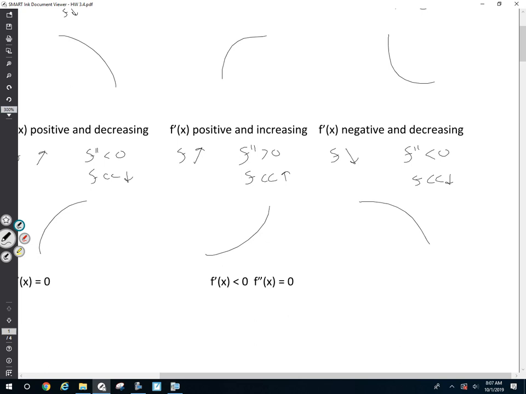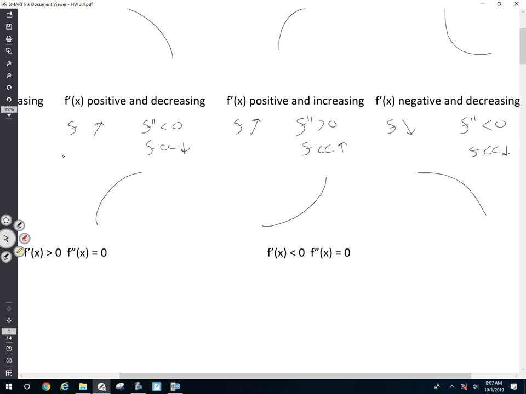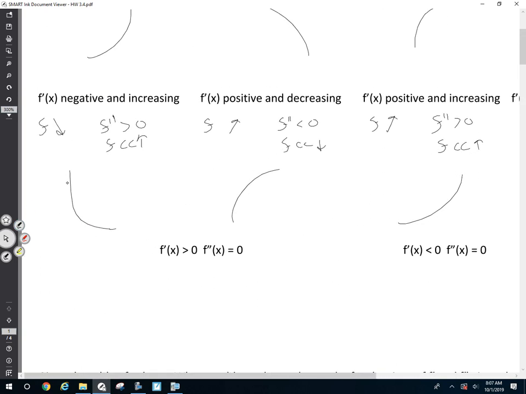You could also think about tangent slopes of f. f prime values: negative, negative, negative, negative, but negative and getting more negative. Here, f tangent slopes are positive, but they are getting more positive, so they're increasing. Tangent slopes are positive, but they're getting less positive. Tangent slopes are negative, but they're getting less negative, means they're increasing in value, getting closer to 0.